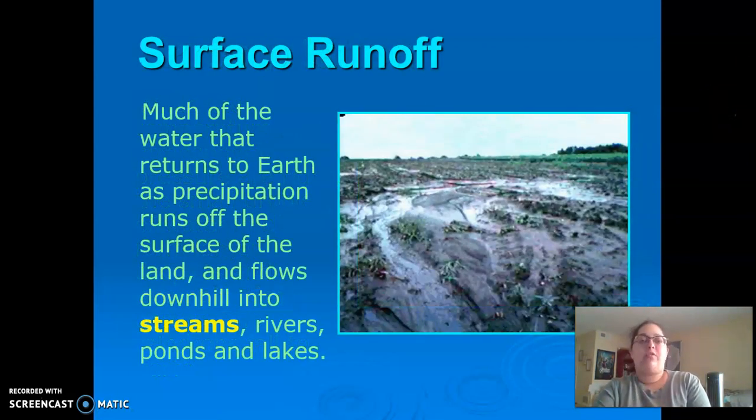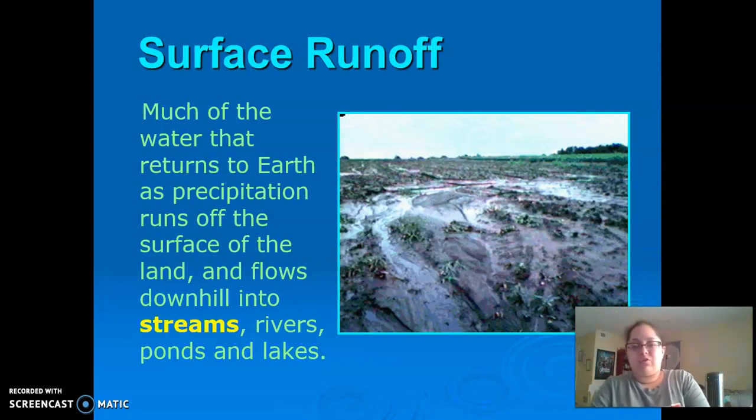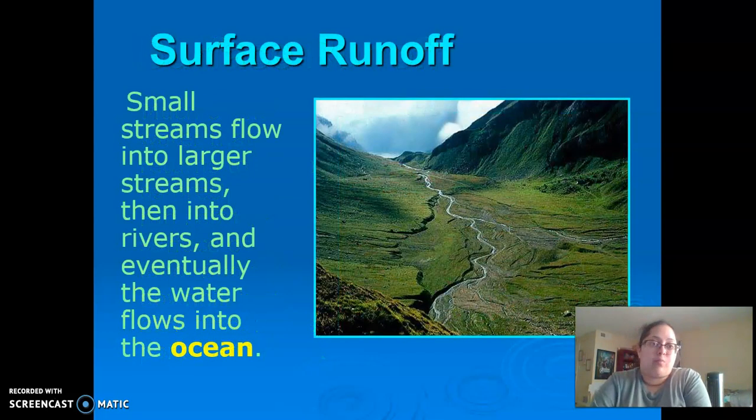Okay. So once that water hits the earth, it runs off the surface of the land. Sometimes it sinks through, like in LA, for example, when we get very little rain, the water just hits the ground and then it soaks in the ground and that's it, right? But sometimes too much water is hitting the ground, or the ground can't handle the water load, so it begins to run off or slide off the ground. And what happens is it runs off the surface and it flows downhill into streams, rivers, ponds, and lakes. So the water just sort of goes whoop, down the hill and goes into some kind of body of water.